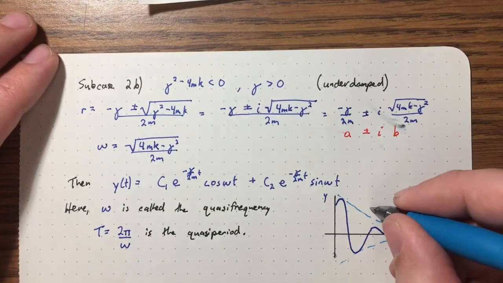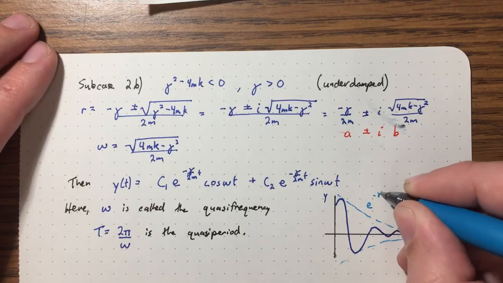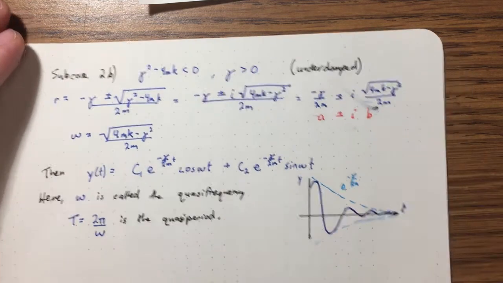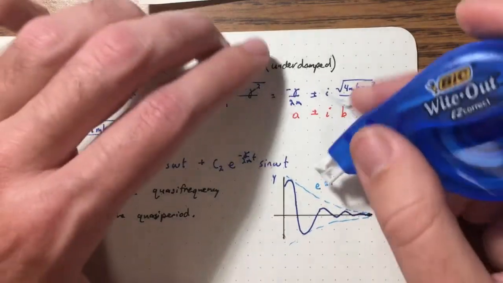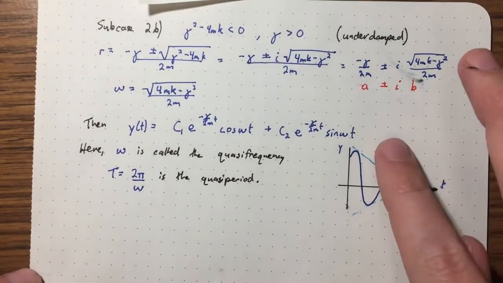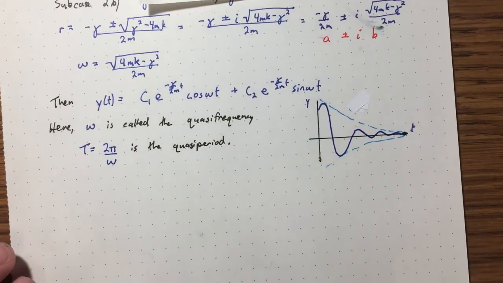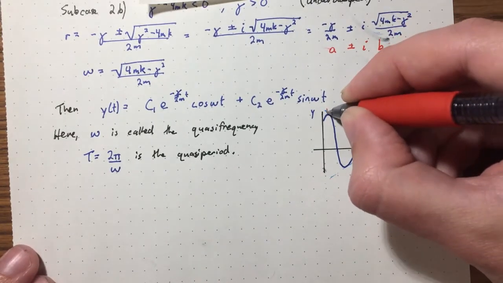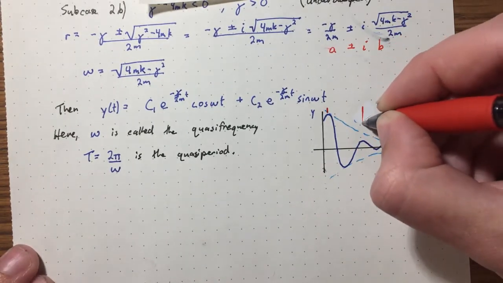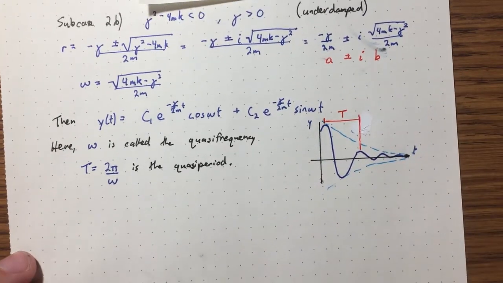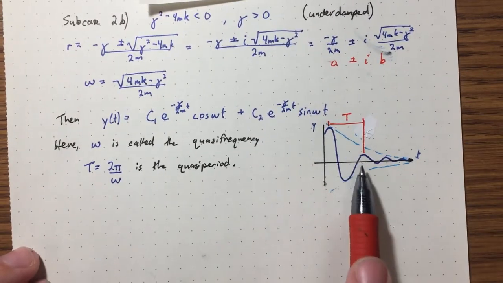And this right here is e to the negative gamma over 2m. Well, actually, it's not quite that. Getting a little ahead of myself. Okay, but the point is we have decaying oscillations, and here's what the quasi-period looks like. Okay, so it's from crest to crest again.